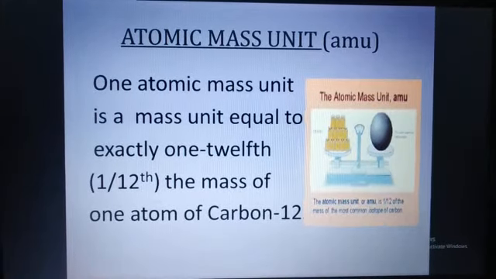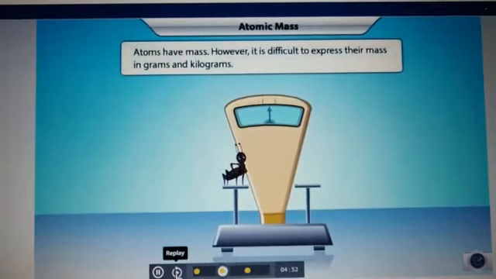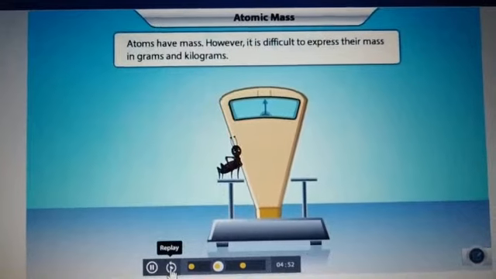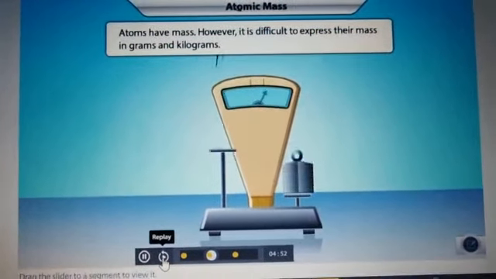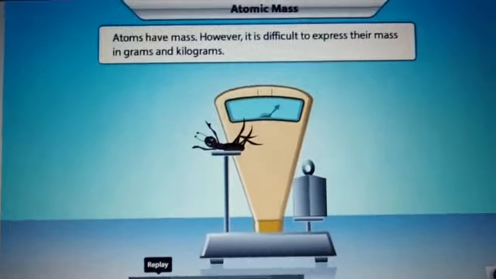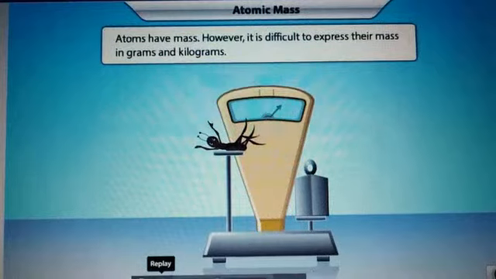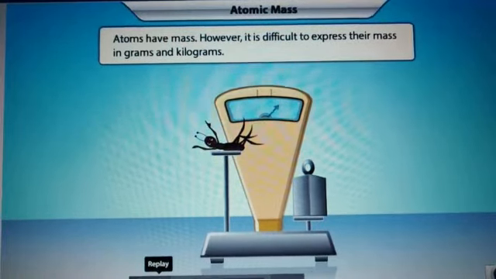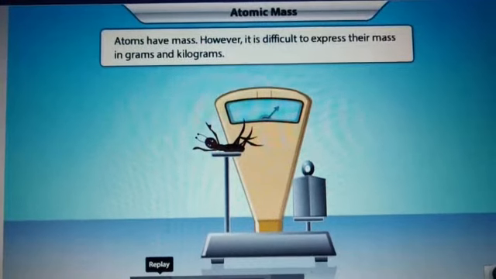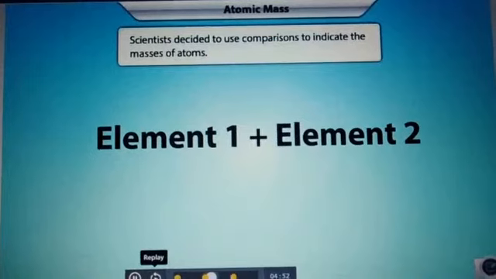Students, now let's see the video explaining atomic mass. Atoms are very small, but they have mass. Imagine trying to weigh an ant using tons as the unit of measure. Trying to express the weight of an atom in grams or kilograms would be even more difficult. So, scientists devise a new method to calculate the mass of atom.